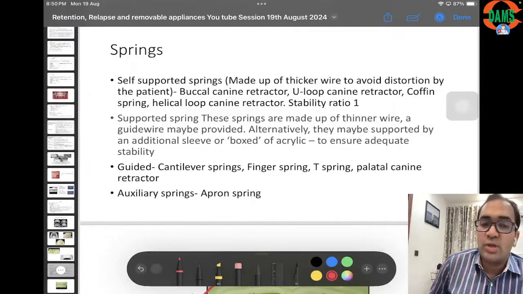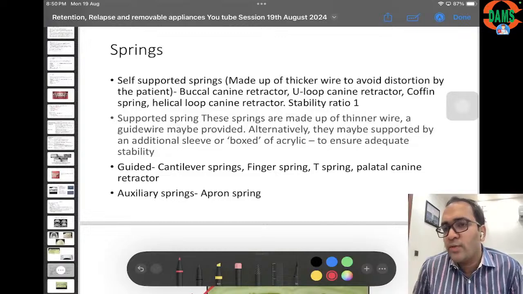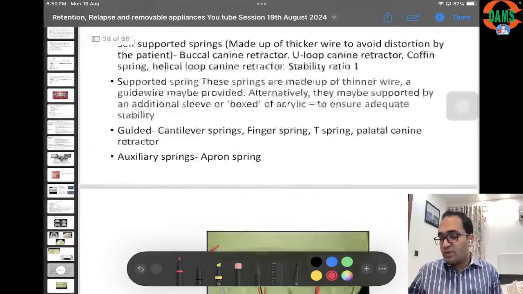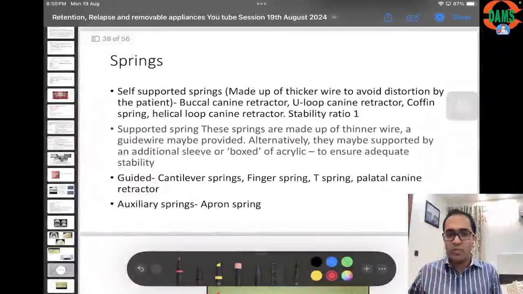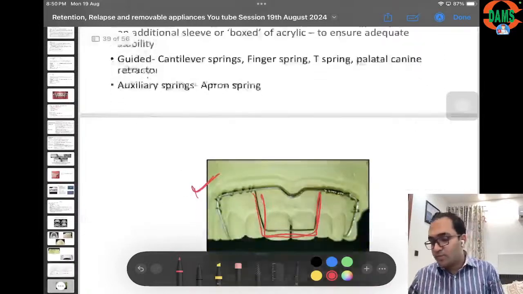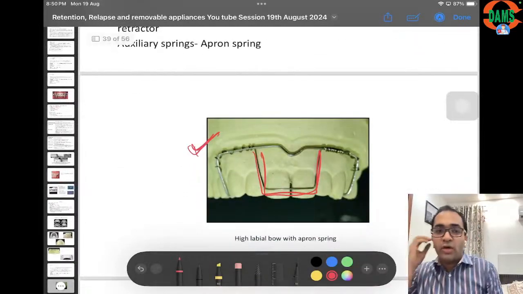Supported springs, those which need support. Why do they need support? The wire is of thin diameter, that's why they require support. So that's the one which I showed you here. So how can the support be given? Through a guided wire, or they can be additionally put in a box of acrylic to ensure adequate stability, otherwise they will move from their place. Next come the guided springs, that is the cantilever springs, finger spring, T spring, palatal canine retractor, and auxiliary springs, that is the apparent spring. So this is the apparent spring, which is also a supported spring.